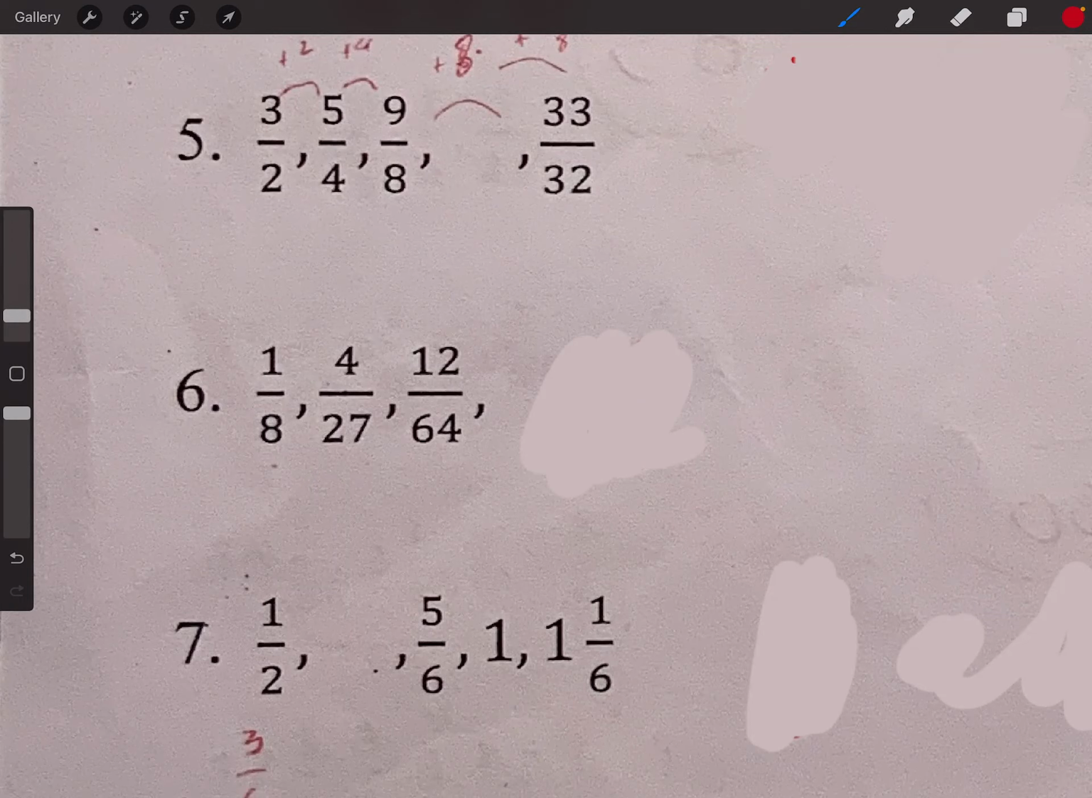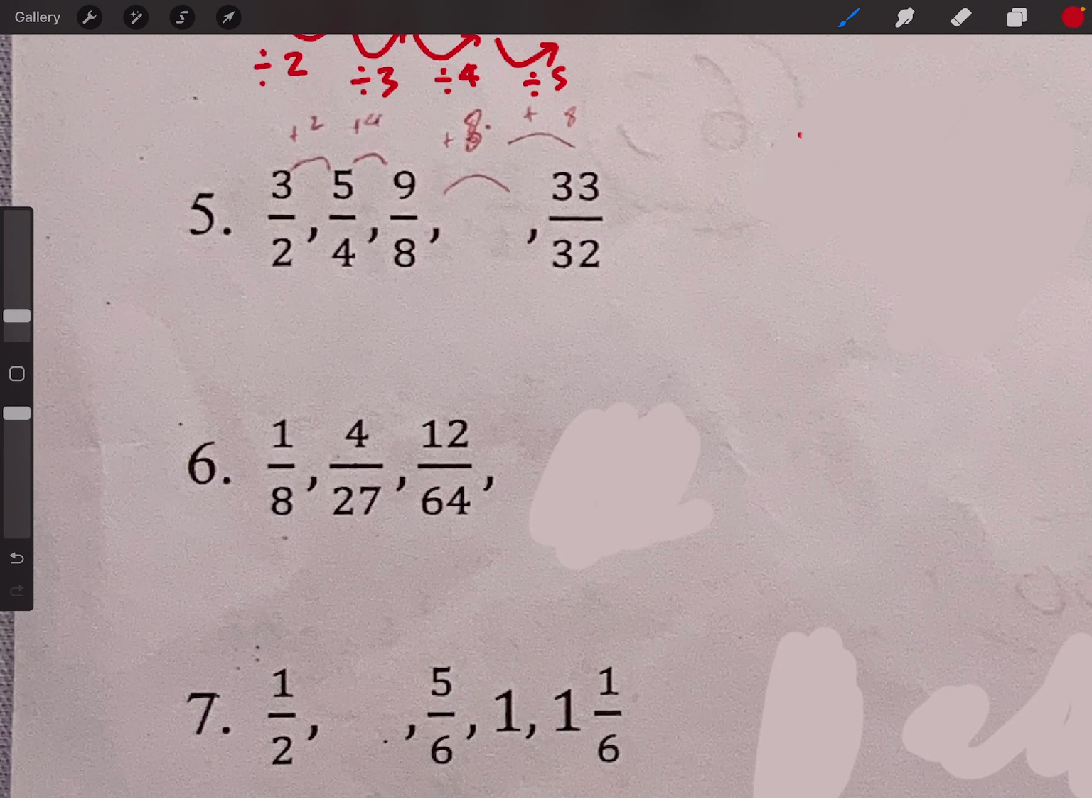Question 5, the top number is doing different things to the bottom number. So the top number, 3, 5, 9. Now what's happening here? It looks like it's adding. So we can say this is add 2. From 3 to 5 we're going to add 2. From 5 to 9 we're going to add 4. And then we're going to add something else, and then we're going to add something else. So 2, 4, the next one could be 6 or could be 8.